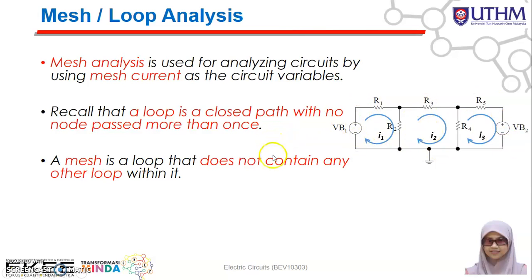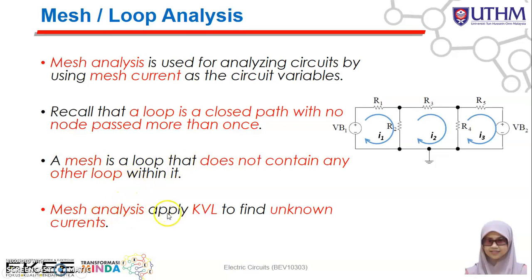So how about a mesh? A mesh is a loop that does not contain any other loop within it. So here we call it the first mesh. Here is mesh 1, here is mesh 2, and here is mesh 3. That's the main difference between a mesh and a loop, where a mesh is a loop that does not contain any other loop. Mesh analysis will apply KVL to find the unknown currents. It means that we need to apply KVL for each of the meshes in order to find I1, I2, and I3.